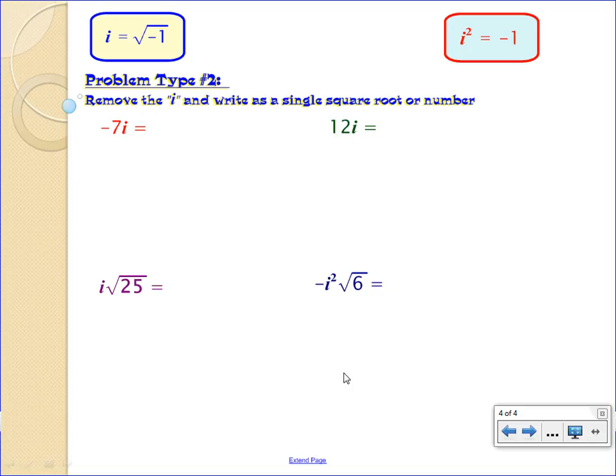So again, I need those two basic facts here. I need the fact that i is the square root of -1, and again, those two things are interchangeable. One is the same as the other, so anytime I see an i, like here, I'm going to replace it with the square root of -1. And I also, of course, need the fact that i squared is -1, so any place I see i squared, like right here, I replace that with -1.